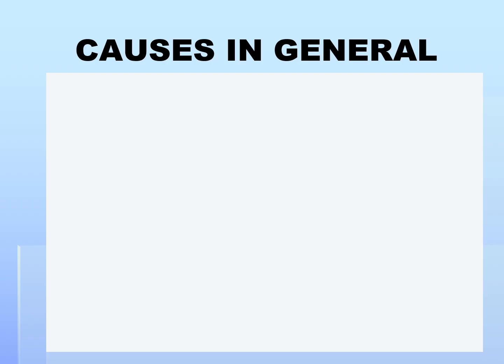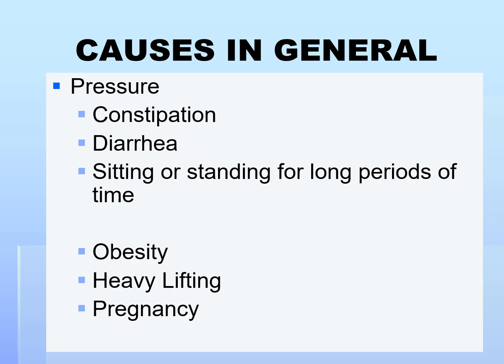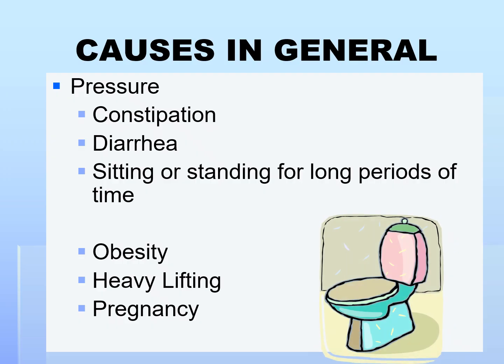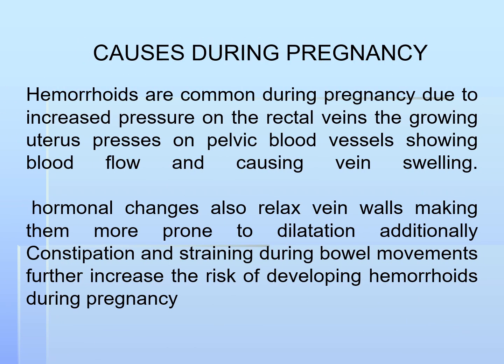General causes are pressure, straining on constipation or severe diarrhea, or constant sitting posture, or obesity and pregnancy. So we are talking about the pregnancy piles. Hemorrhoids are common during pregnancy due to increased pressure on the rectal veins, the growing uterus pressing on the pelvic blood vessels that slows blood flow and causes vein swelling.